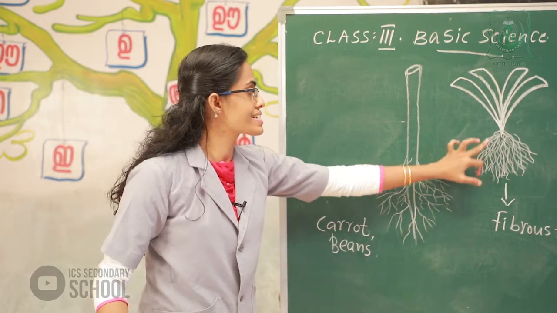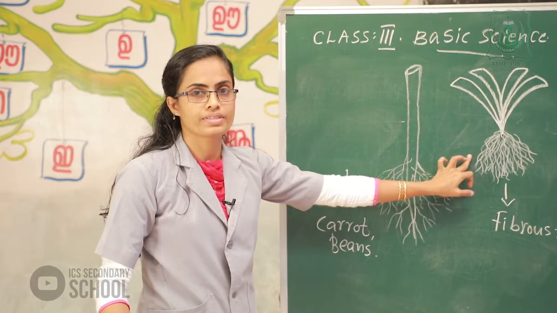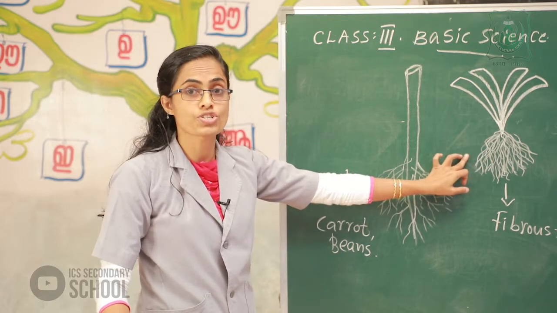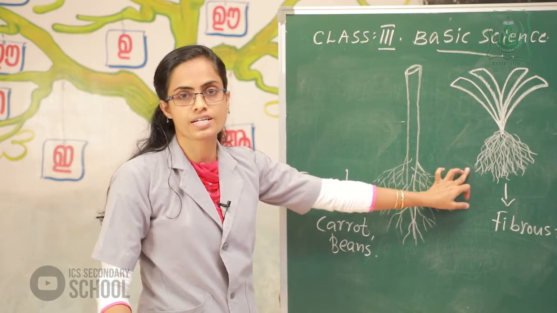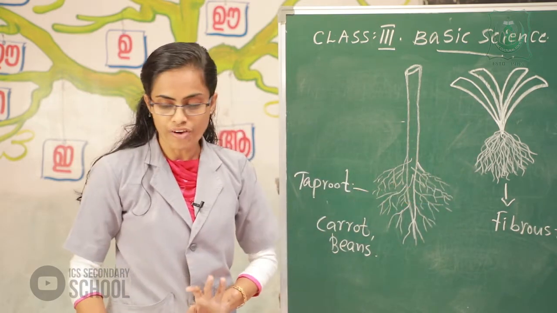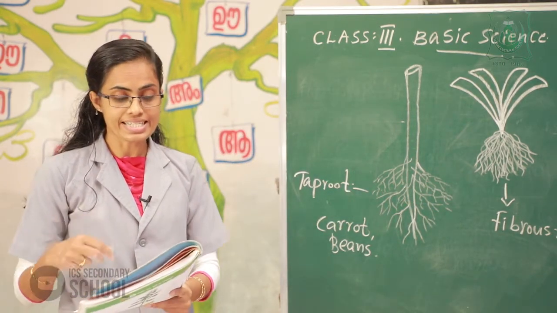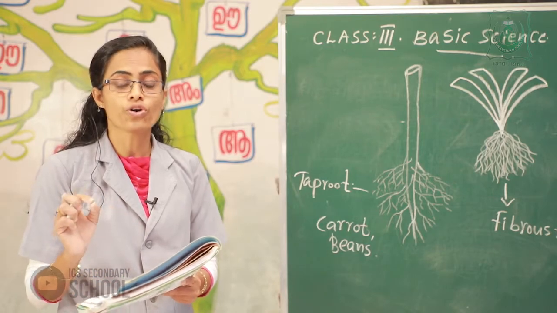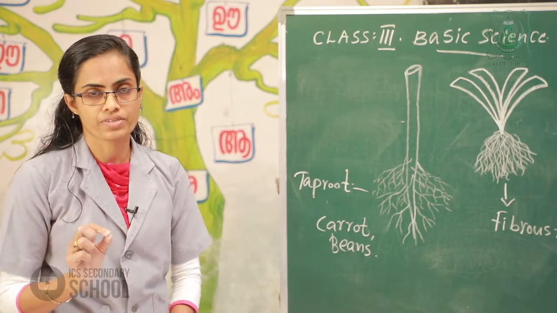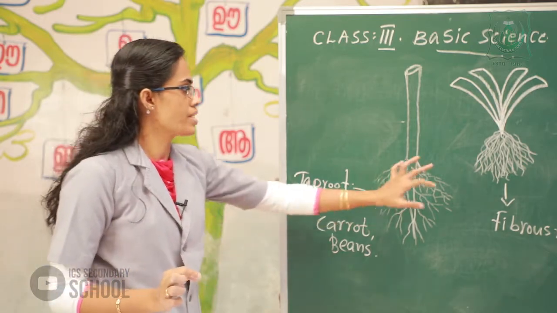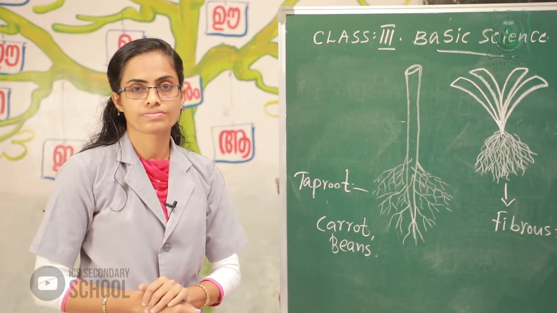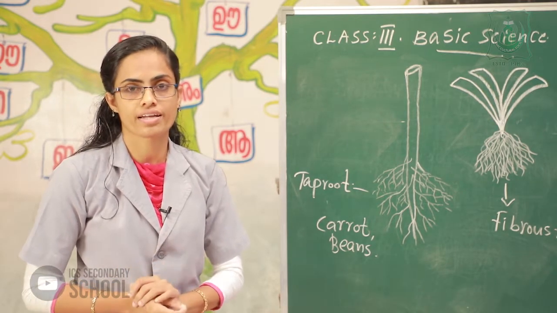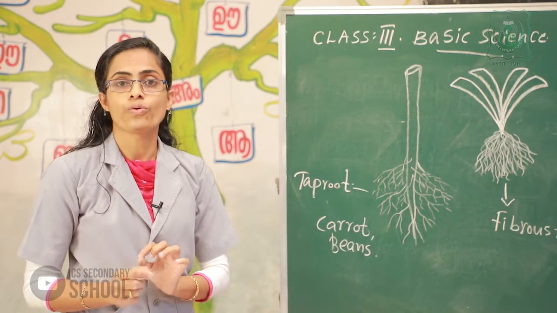Fibrous root: a single thin stem. Please listen here, single thin and bushy roots that grow together from the end of the stem, that is called fibrous root. For example, wheat, rice and onion.